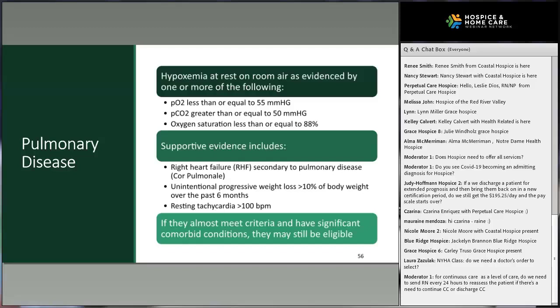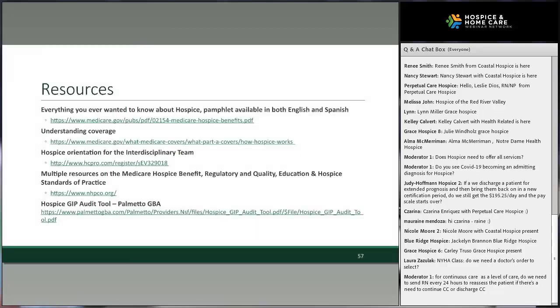Their hypoxia level may have changed. PO2 is at 55 or less. PCO2 we've got here is not so great. And oxygen saturations of less than or equal to 88%. So I provided you here with quite a few different things to look at as supportive documentation. You could be looking at right-sided heart failure, the cor pulmonale that supports the pulmonary disease. So again, you want to do a little bit of digging.